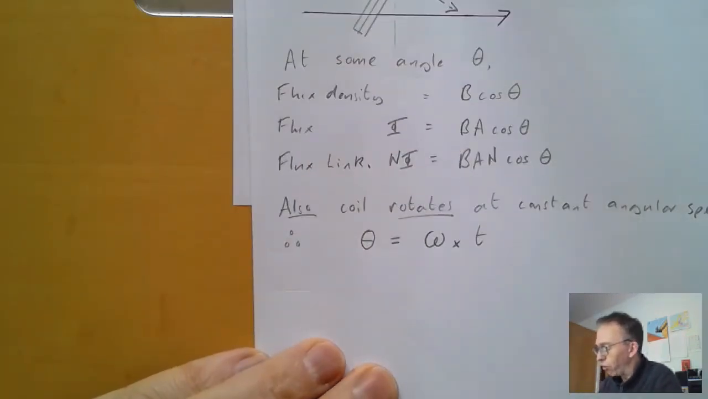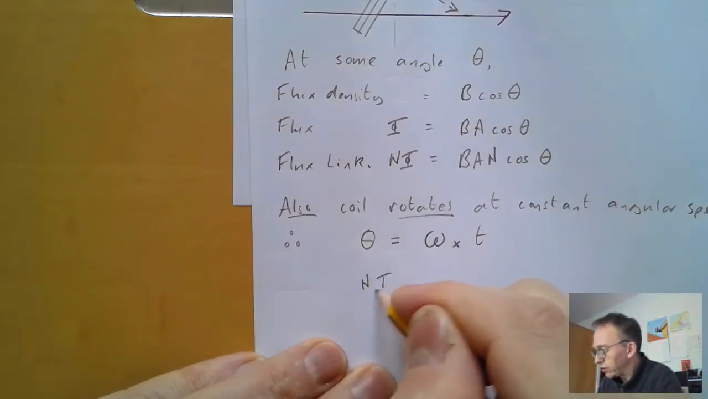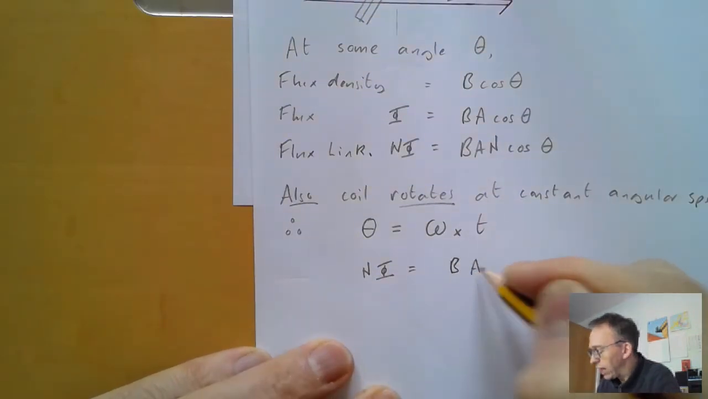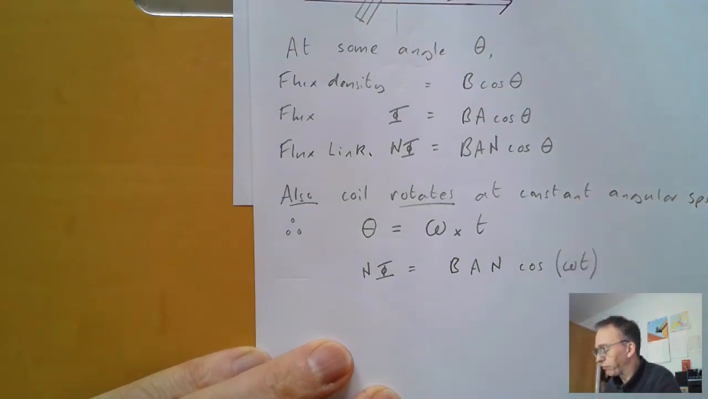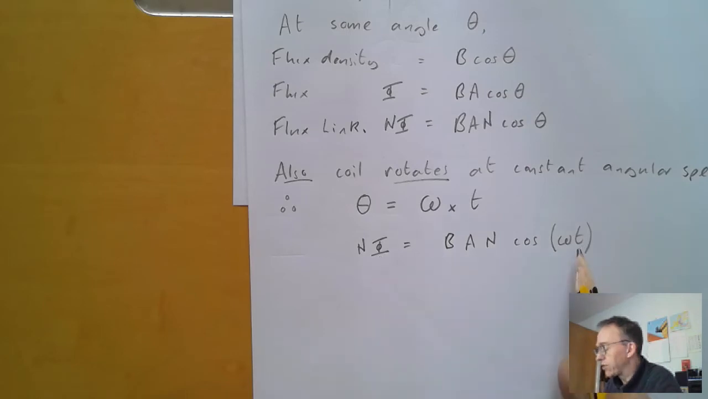So therefore, our flux linkage is B A N cosine omega t. Right. So that gives us an expression for the flux linkage as a function of time.